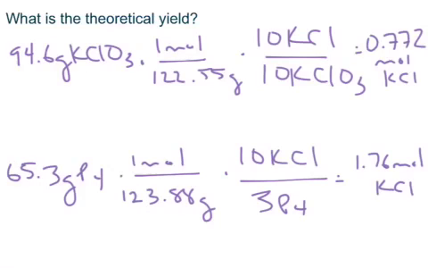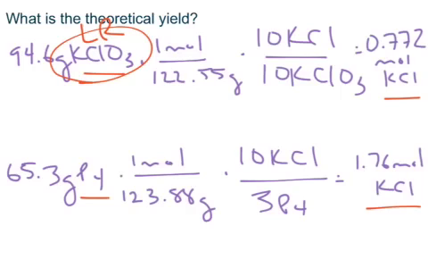So what this tells us is with the amount of potassium chlorate that we have, we could make potentially 0.772 moles of potassium chloride. With the amount of phosphorus that we have, we could make up to 1.76 moles of potassium chloride. So that means this is our limiting reagent. Our theoretical yield of potassium chloride is 0.772 moles.